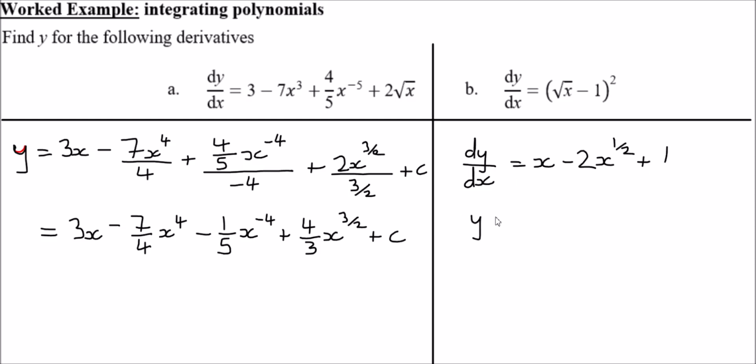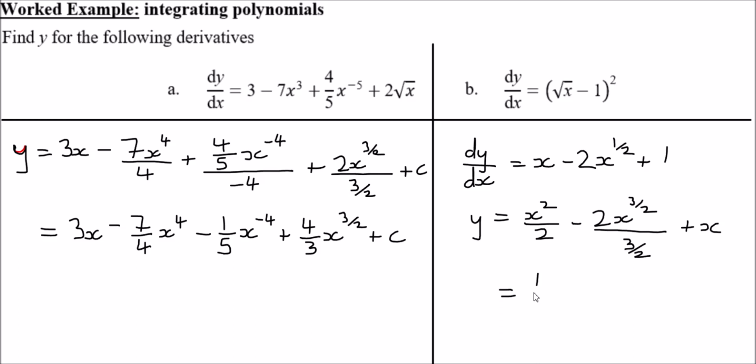So now if we integrate this, increase the power of x to the power 1 to x to the power 2, and divide by that power. This one here, half plus 1 gives us 3/2, and divide through by that new power. As I say, if it's a constant term, just stick an x on the end. So 1 becomes 1x, which is just x.